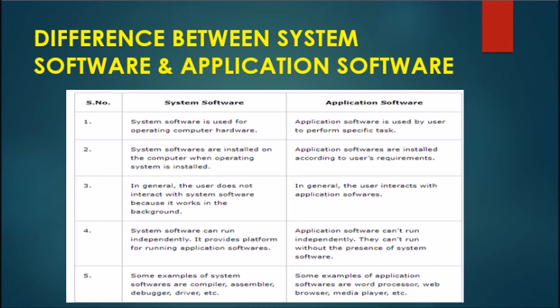System software can run independently. It provides a platform for running application software. Whereas application software cannot run independently. It needs a platform to run or execute, and that platform is provided by the system software. Some examples we have already discussed. We can say compiler, interpreter, debugger, all these are examples of system software, whereas examples of application software are word processor, web browser, media player, etc.